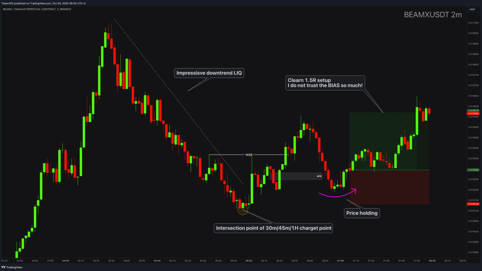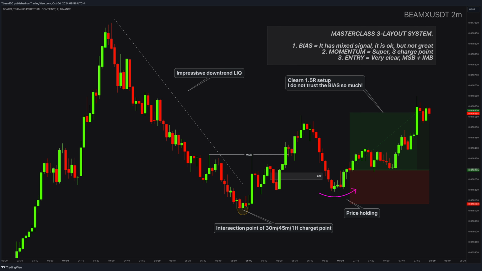This is a very clear 1.5 hour trade setup, a little lower than that I normally do. But why? Due to our masterclass 3 layout system, we have 3 elements. Bias. In this example, bias is not extremely clear. There's a fierce battle between buyers and sellers. Momentum is perfect. We have the initial rally, rest, and then the 3-tap imbalance for the supercharge. Entry. And the entry is clear enough with market structure break and the imbalance.